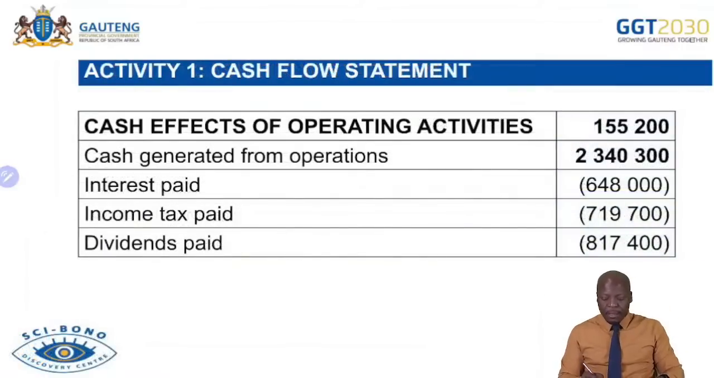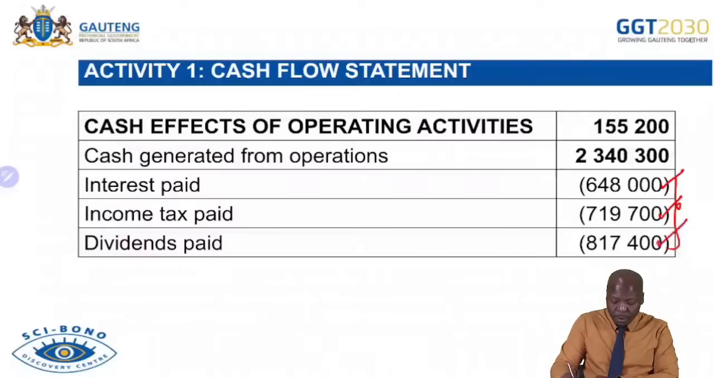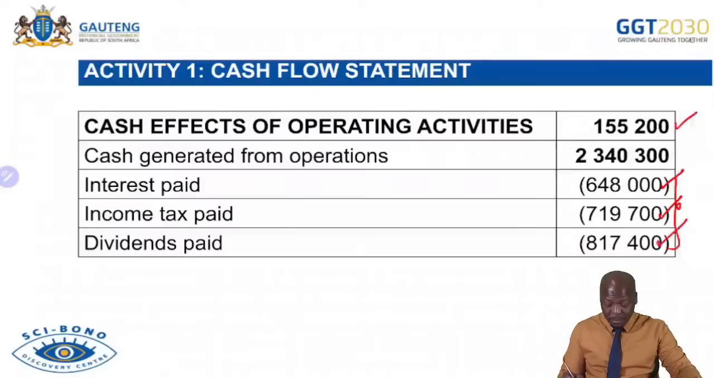I'll move on from now, and then we'll come to the completed part of the cash effects from operating activities. One thing of great importance, as I said earlier on, these three are always in brackets. You can see interest paid, cash outflow, income tax paid, cash outflow, and dividends paid, cash outflow. These will be in brackets. And then the cash generated from operations was given in the answer book. Then you do your calculation, and you end up with cash effects of operating activities of 155,200.